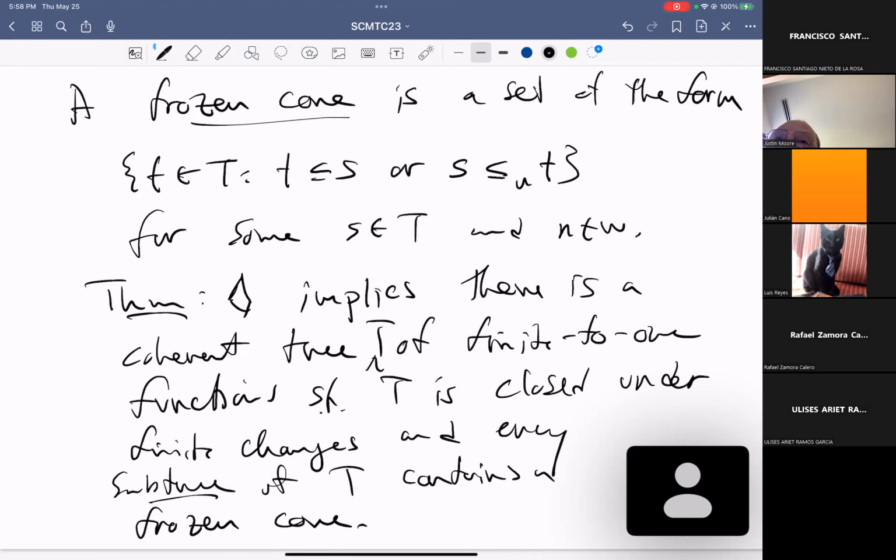Right? Now, I'm about out of time, but this diamond construction is really what you get if you try to construct a coherent tree. You try to construct a Suslin tree of finite to one functions, which is coherent, right? That's an absurd request because no coherent tree of finite to one functions can be Suslin. It's easy to show that they have to contain an uncountable antichain.